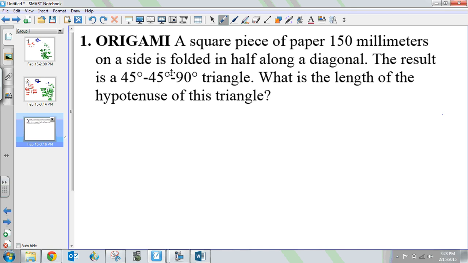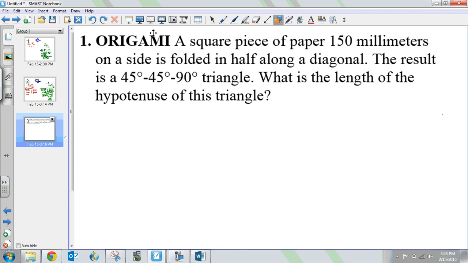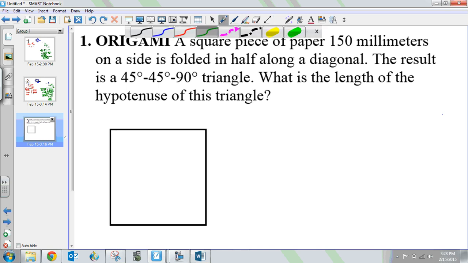Guys, these are pretty easy if you just actually read through them and maybe draw a picture and give it a shot. So it tells me that I have a square piece of paper. I'm going to draw a square. Okay, and it tells me that it's 150 millimeters on each side. So this is 150 millimeters. Okay, this is 150 millimeters, and so on and so forth.